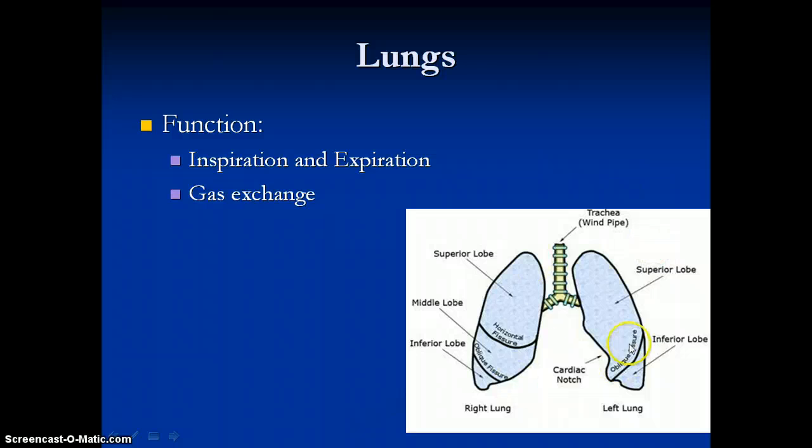So here's just a picture of the lungs. You'll notice that the left lung is a little smaller than the right lung. This is because the apex of the heart, or the bottom peak of the heart, is in this area. So you need the space for the heart, therefore the lung is a little smaller.